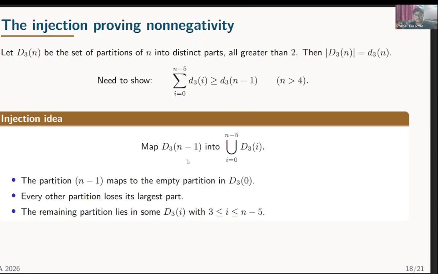So we take a partition of n minus 1 from D3. If it is the one-part partition n minus 1, we send it directly to the empty partition. Now for every other partition, we delete the largest part. The remaining parts are still distinct and still at least 3. So the result belongs to one of the D3 sets. The map is injective because once we know the remaining sum, we know exactly what the deleted largest part was. Therefore, the smaller sets are enough to contain a copy of D3 of n minus 1, and the required inequality follows.